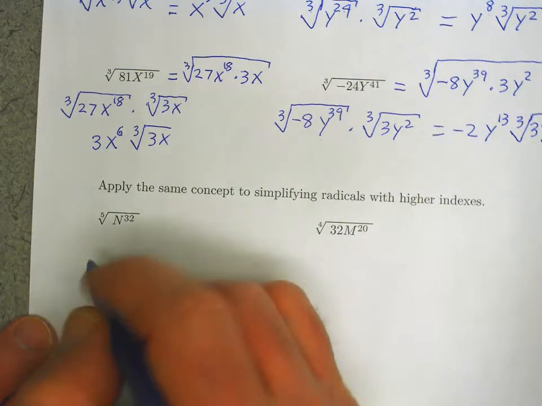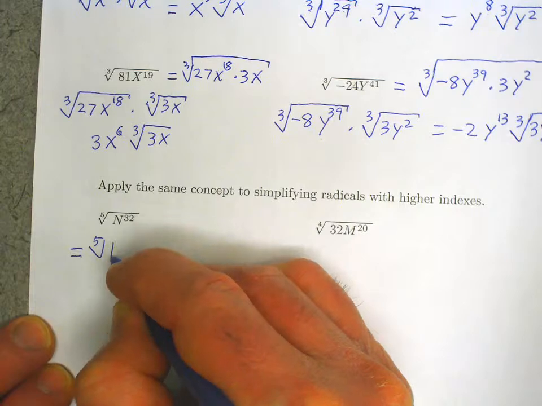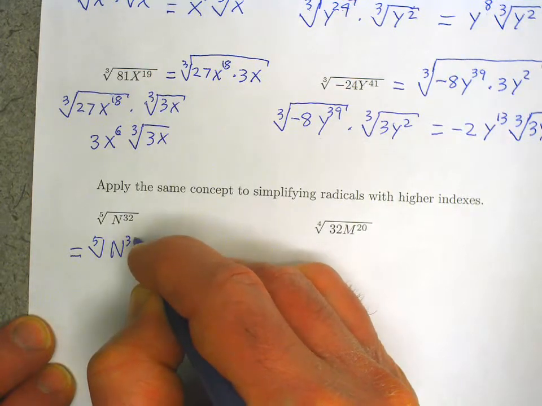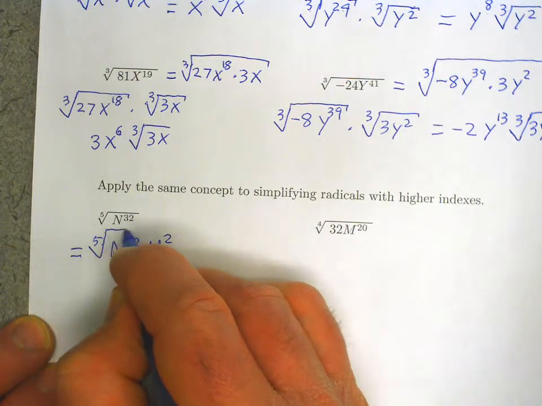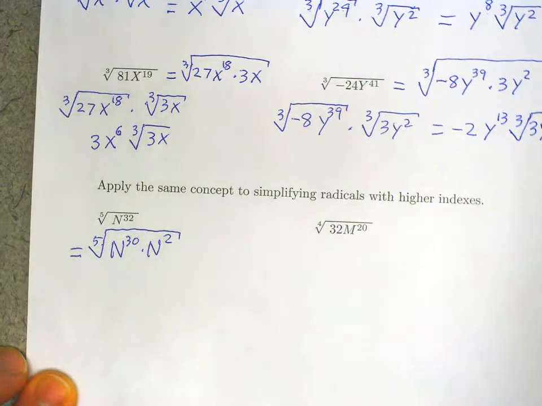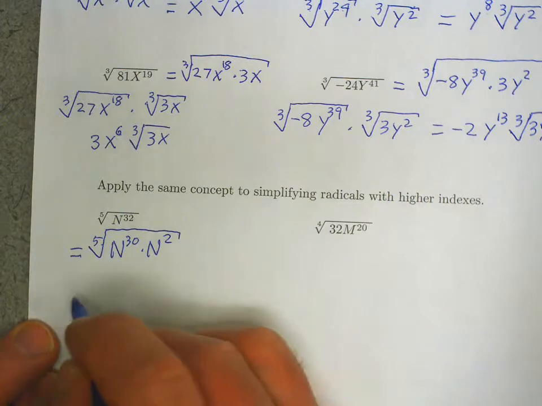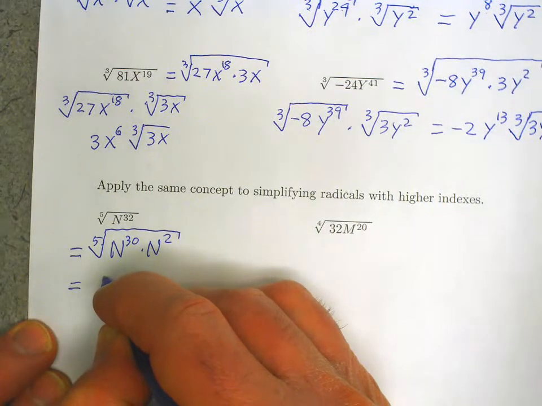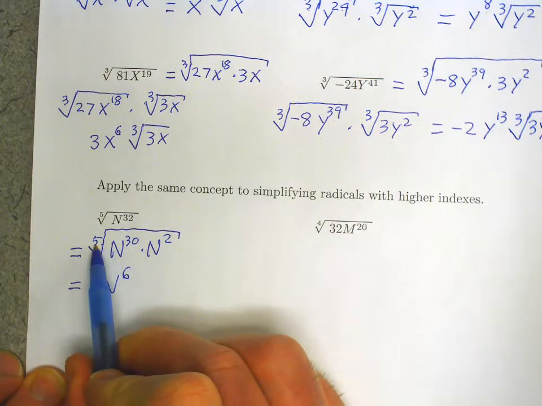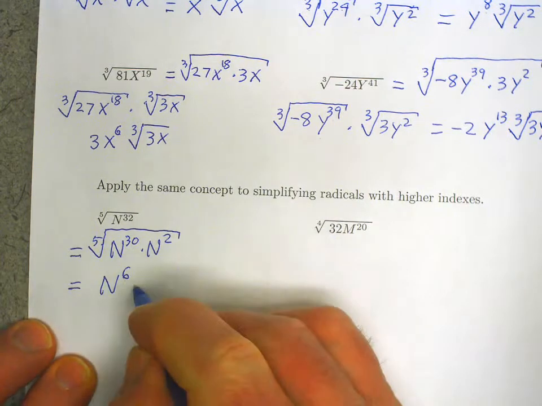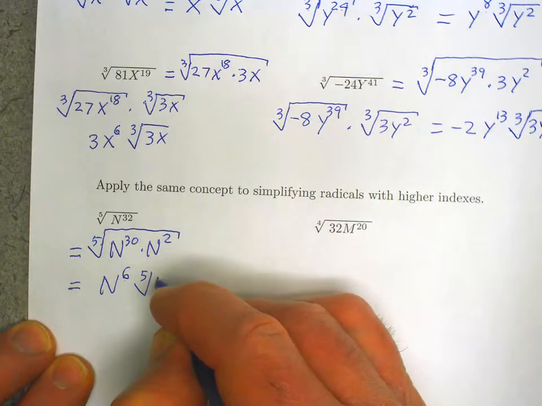Okay, so we'll rewrite this as the fifth root of n to the 30th times n to the 2nd. And the fifth root of n to the 30th simplifies to n to the 6th, because 30 divided by 5 is 6. And then we multiply n to the 6th times the fifth root of n to the 2nd.